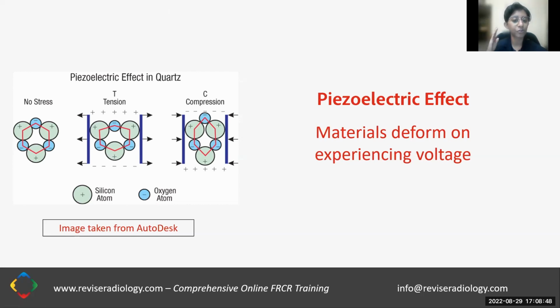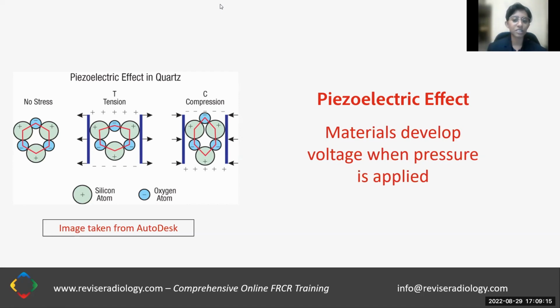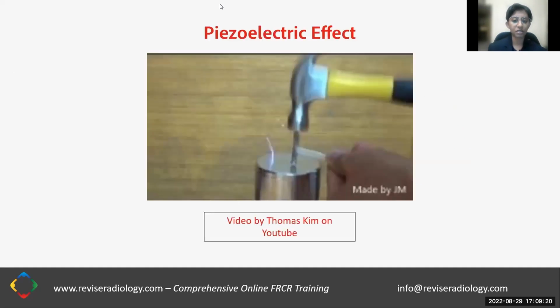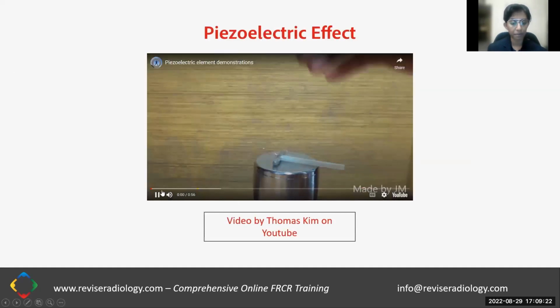Materials deform on experiencing voltage. If we apply a voltage, that is, if we put a positive voltage at one end and a negative voltage at the other end, then the material is going to change its dimensions. It's going to either compress or expand when it experiences a voltage. Similarly, when pressure is applied, the material develops a voltage. I hope that's clear. So let's watch a video of how this happens.